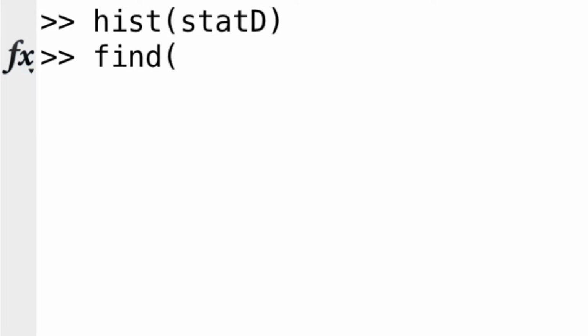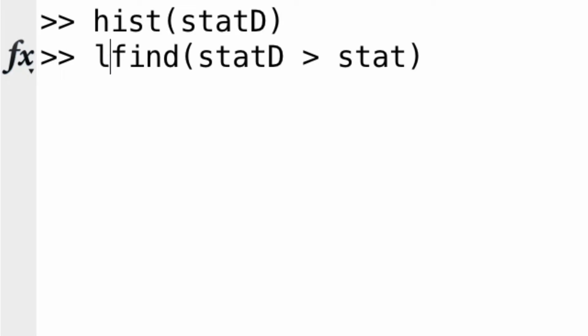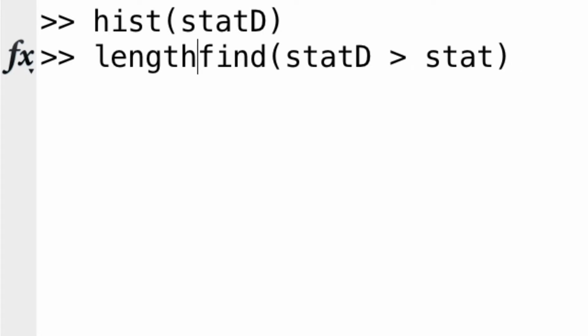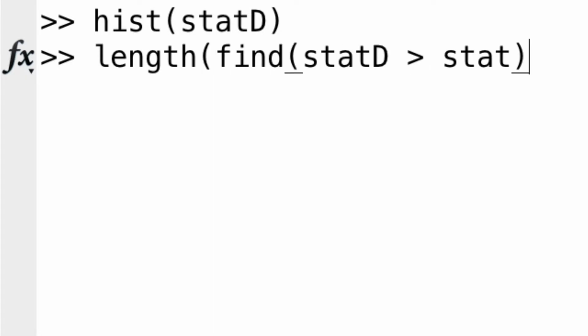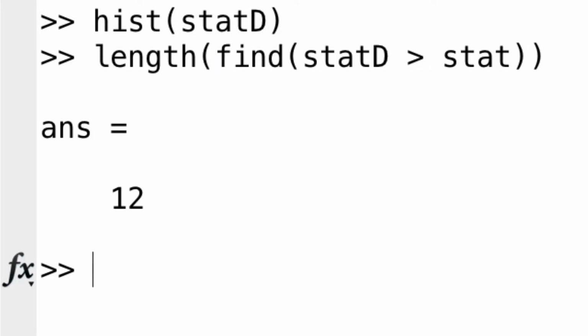Let's find where stat D is greater than our observed statistic, stat. We'll then compute the length of this function. And what we find in this case is that there are 12 bootstrap statistic values that are greater than our observed statistic. We can convert this value 12 into a proportion.